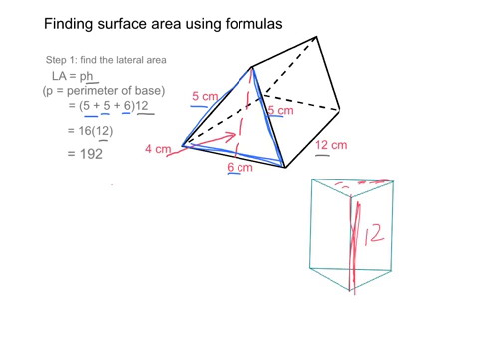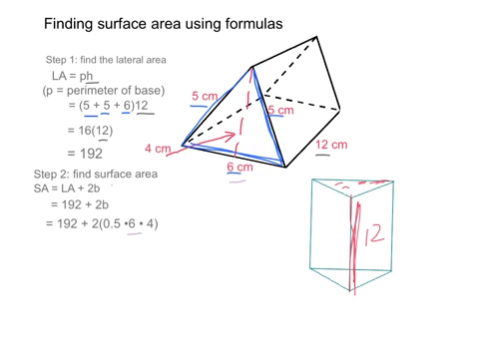192. Now we can find our surface area by adding the lateral area to the area of the 2 bases. And since our base is a triangle, we have to use the formula for the area of a triangle. And as we know, the formula for the area of a triangle is 1/2 base times height. So we have 1/2 times our base, which is 6, times our height, which is 4. And that gives us 192 plus 24, which gives us a total of 216. So the surface area of the triangular prism is 216 centimeters squared.